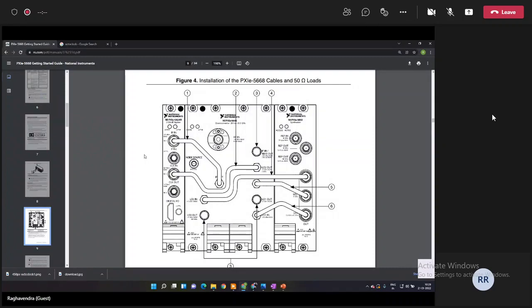Suppose you don't want the USRP, you want to directly use this as a down converter and get digital signals from this. That is also possible. The thing is, this particular unit that you see over here is not capable of doing that. So right next to this, when you get a 5668, the entire chassis, you will also get another unit along with this called the NI 5624 that you see over here.